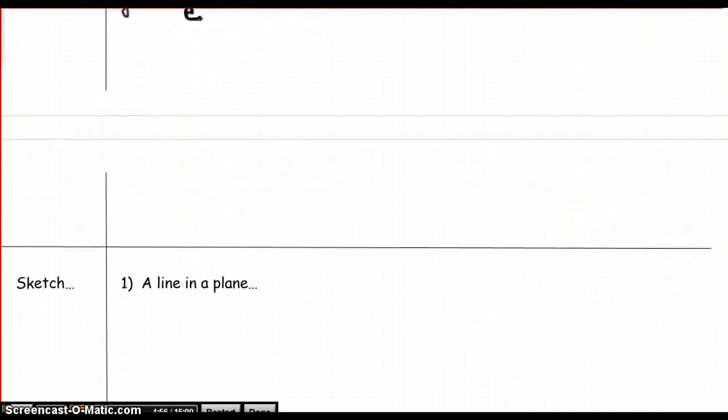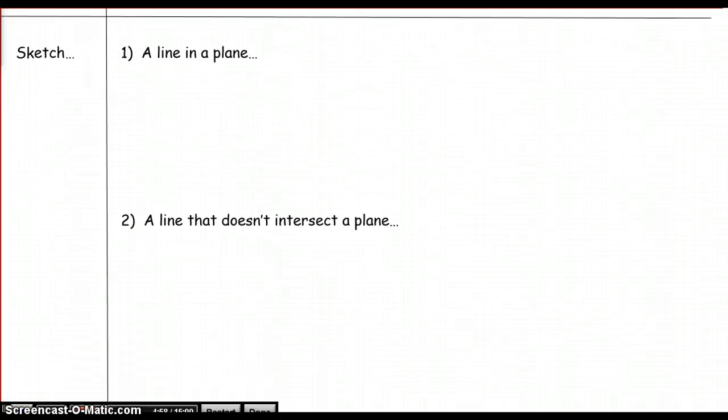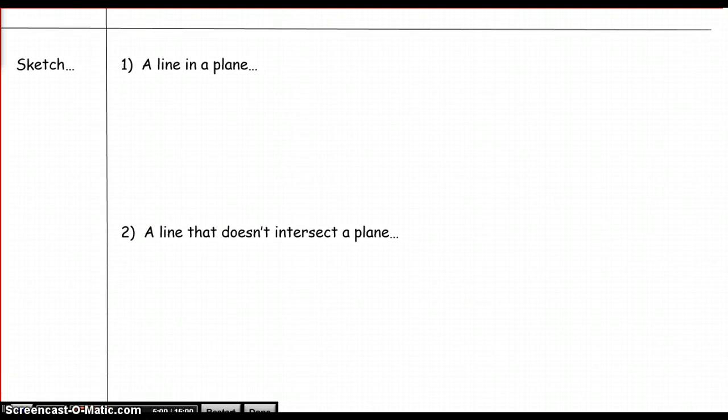Now we're going to take your artistic skills and we're going to put them to the test. We're going to do a little sketching. I know you're going to love this. I love it too. So let's start off with, here we got a plane and a line that intersect. Well, what does that look like?